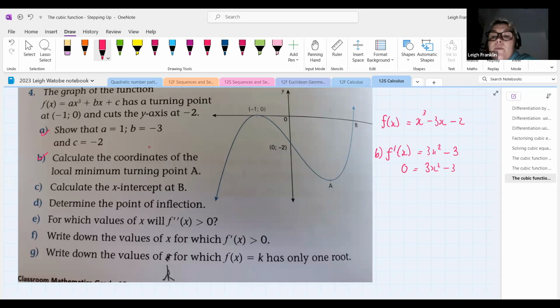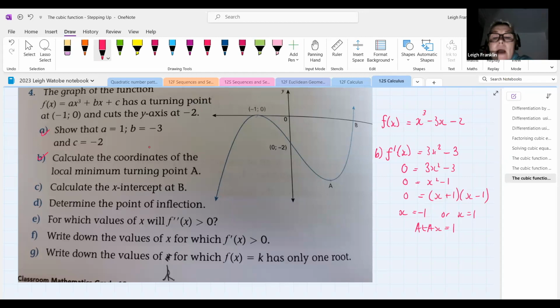We can divide through by 3. We end up with x squared minus 1. And then when we factorize our difference of two squares, we would have either x is equal to negative 1, which it isn't at A, or x is equal to positive 1. So at A, x is equal to positive 1.